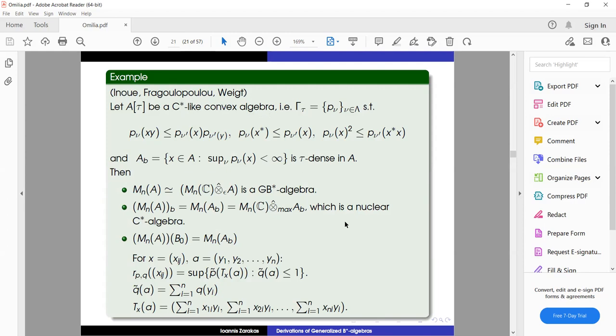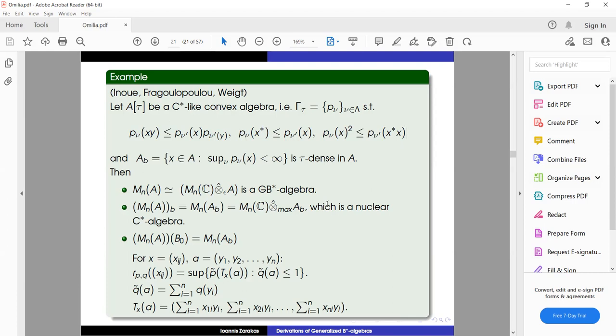And the setting was that we begin with a symmetric-like convex algebra. A symmetric-like convex algebra is an algebra whose topology is described by a family of seminorms that satisfy these conditions, almost like being pro-C*. This is why we call it sister-like. And moreover, to be sister-like, you have to have a tau-dense bounded part, A_b.